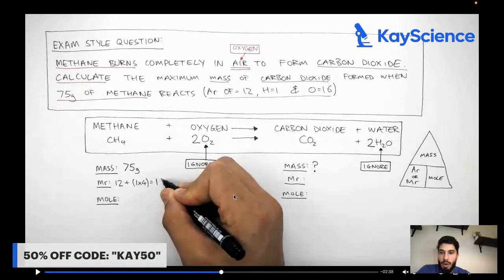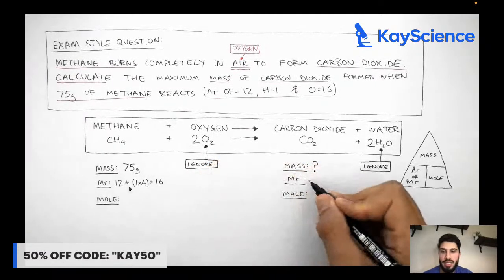So when it comes to the MR of methane, we do 12 because the AR of carbon is 12. We do 1 times 4 because the AR of hydrogen is 1, and there are 4 hydrogen atoms. So we do 12 plus 1 times 4, and this equals 16. So the MR of methane is 16.